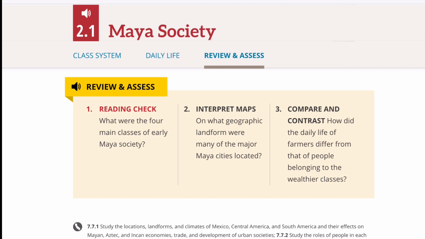Now let's go to the review and assess questions. For number 1, reading check. What were the 4 main classes of early Maya society? And number 2, interpret maps. On what geographic landform were many of the major Maya cities located? And number 3, compare and contrast. How did the daily life of farmers differ from the people belonging to the wealthier classes? And most likely these are the middle and upper class.